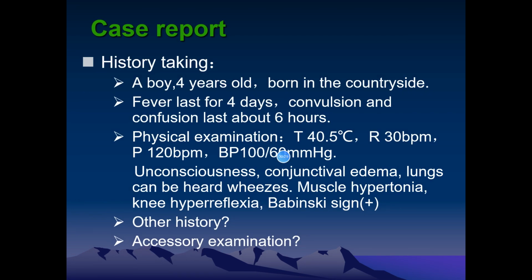Okay, first, let's begin. In this class, we see a case report. A little boy, 4 years old, born in the countryside. A fever lasted for 4 days. Convulsion and confusion lasted about 6 hours. On physical examination, the temperature is 14.5 centigrade. The respiration and pulse are normal, but the blood pressure is lower than normal.